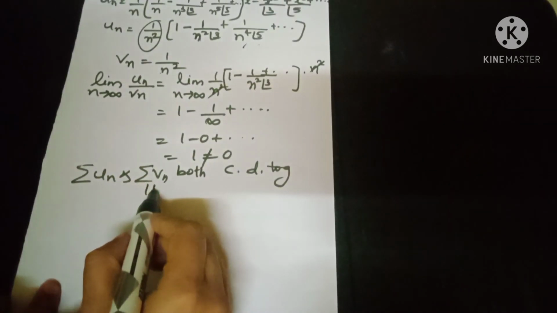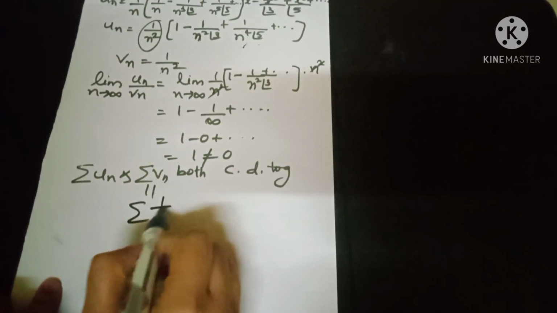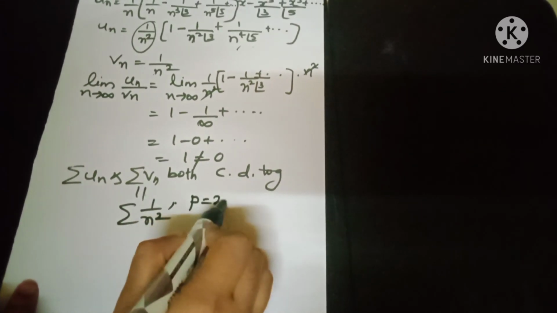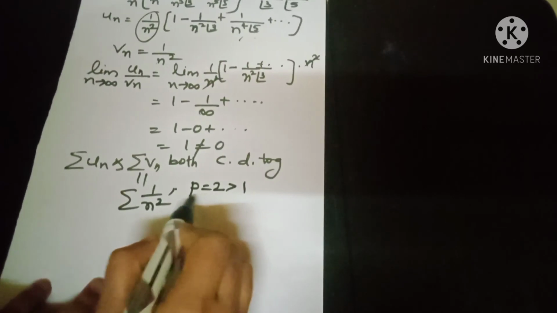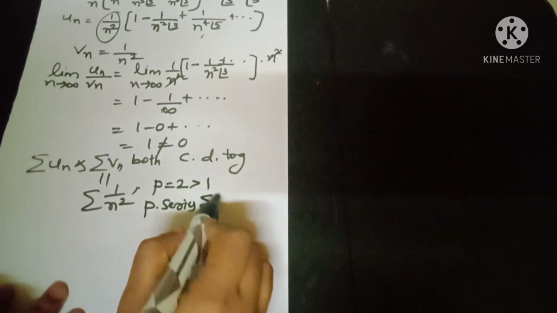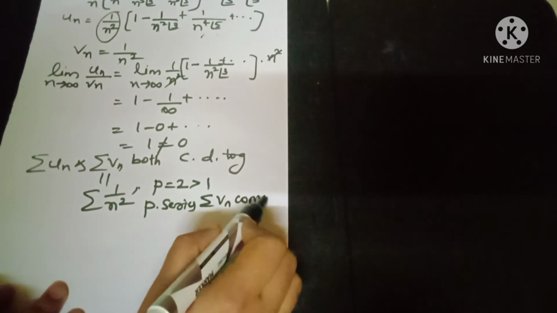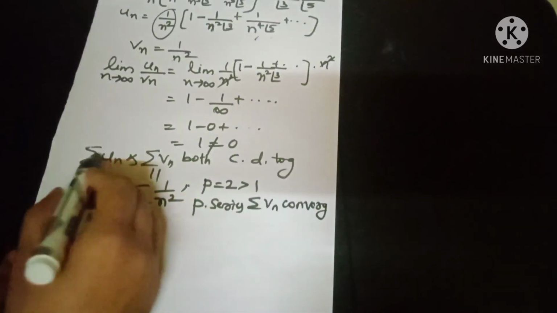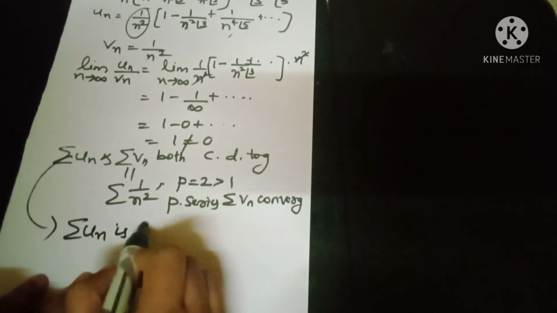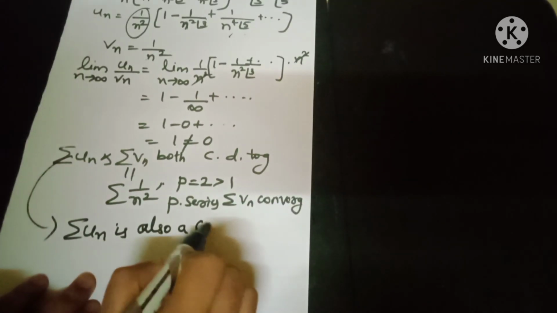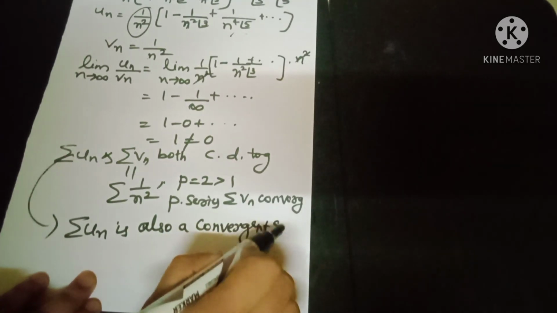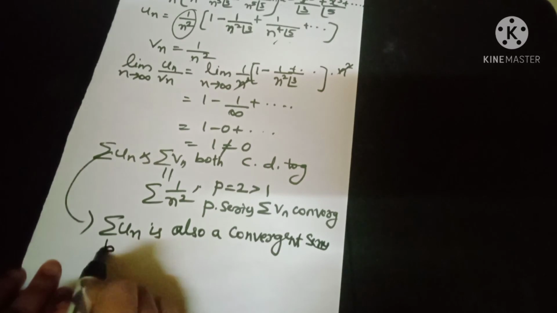But the series Vn is the series 1 by n square. Clearly the value of p is equal to 2, which is greater than 1, and hence by p series test, sigma Vn is convergent, and therefore the given series sigma un is also a convergent series by comparison test.